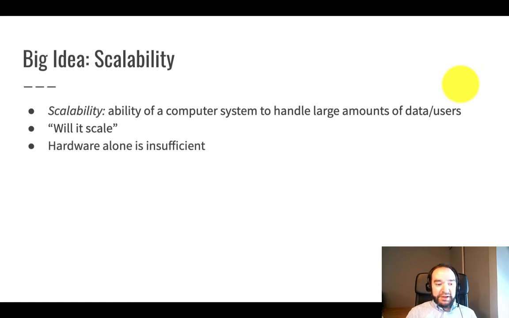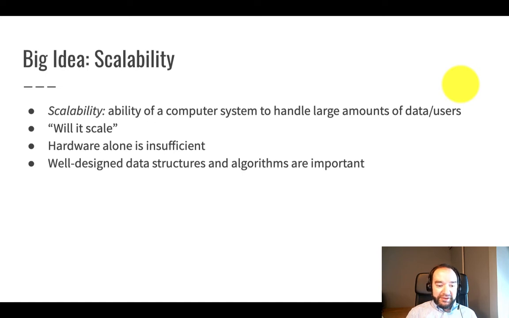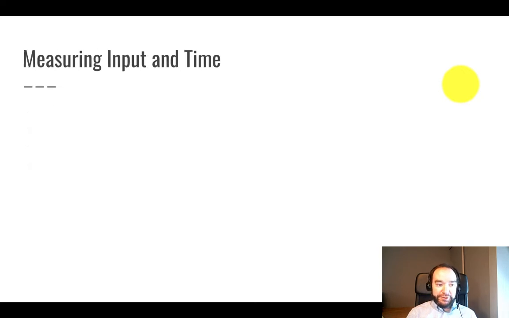Scalability is teamwork between computer engineers who design computer hardware and software engineers who create computer software. We can't put the burden entirely on the hardware. We can't just expect faster and faster hardware to appear to handle scalability. Computer scientists need to also design data structures and algorithms that make efficient use of those resources. We need our data structures and algorithms to be fast too.